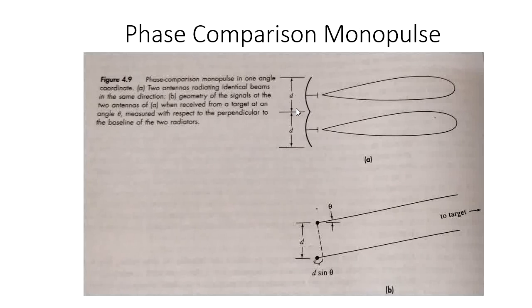The first D indicates the diameter of the parabolic antenna here, and this D indicates the distance between the two antennas. The dot indicates the antenna here. This is one antenna, this is one antenna. Here what happens, whenever we receive the echo signal from the moving target, obviously this antenna will receive the echo signal earlier than this antenna. So there will be a change in the phase from the first antenna to the second antenna.